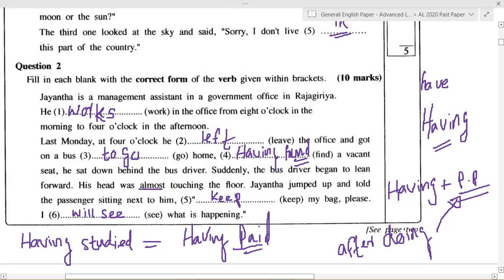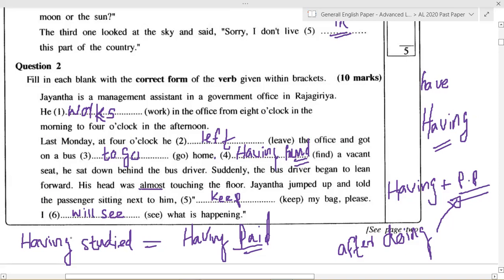So why did I write H in capital? Because it's coming after a full stop. You need to be careful with that as well. Okay, right? That's basically it. So if you read this now, it's a very, very meaningful story.